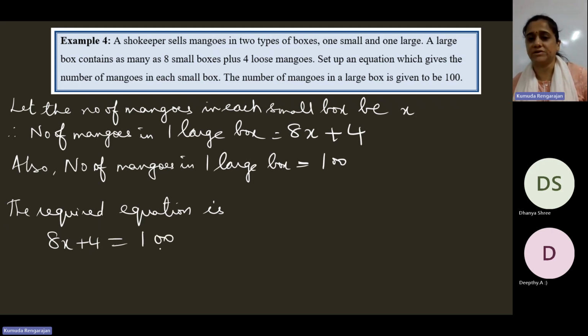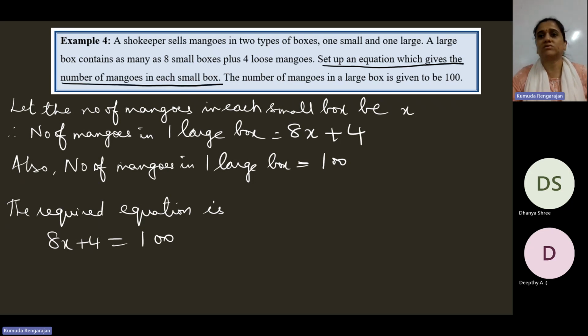You don't have to solve it. Set up an equation. When you solve this, what will you get? Whose value will you find? X value. And what is X? It's the number of mangoes in each small box. That's what the question expects you to do: set up an equation which gives the number of mangoes in each small box.